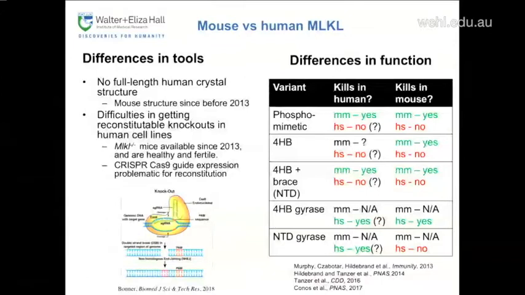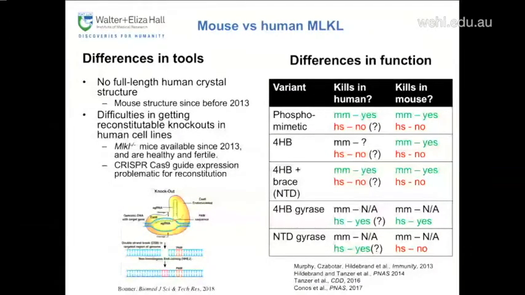So we've got a phosphomimetic mutation in kinases. Their phosphorylation is related to their activity. And what we've found is when we mimic the phosphorylation of the protein in mouse, this causes an autoactive protein that kills in both mouse and human. However, in the human protein, this doesn't seem to happen.